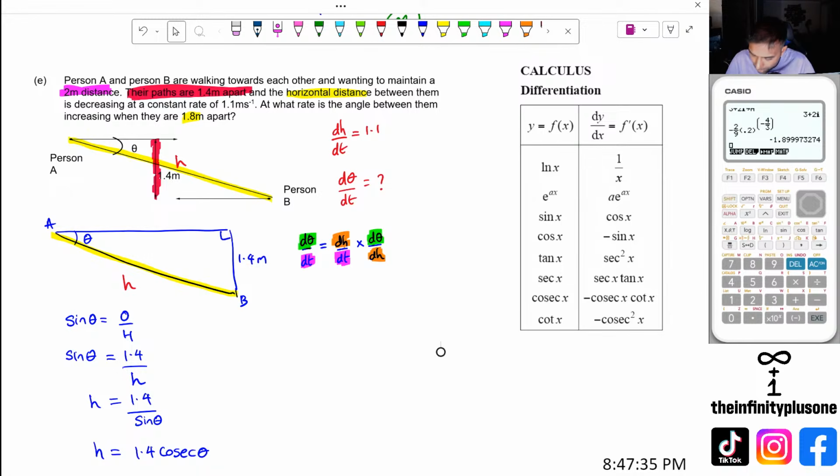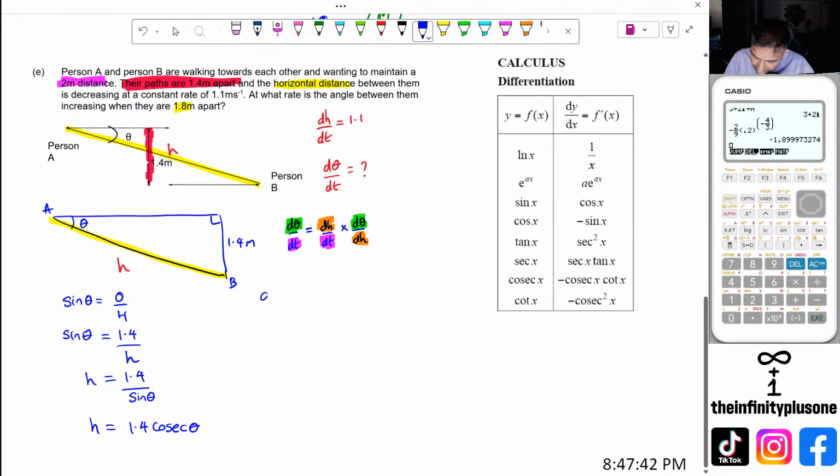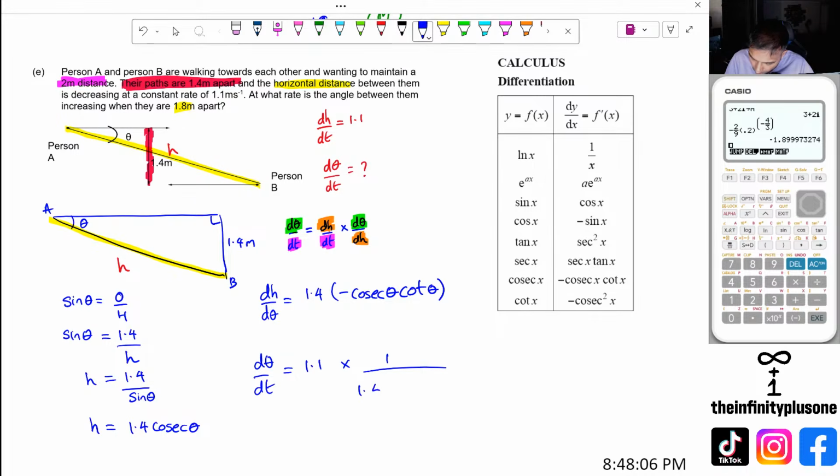All right, so we're going to go from here, team, because we've actually got everything that we need. Or do we? Let me just double check. So dh d theta is going to be 1.4 cosec x, which differentiates to negative cosec theta cot theta. Now, when we put d theta over dt, we're going to get 1.1 multiplied by 1 divided by 1.4 negative cosec theta and cot theta.